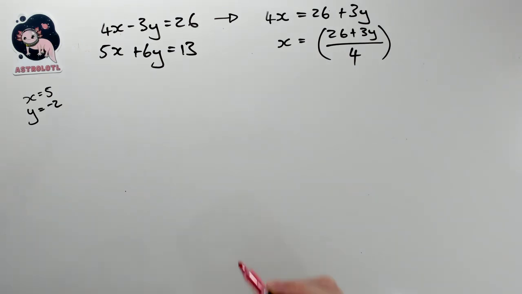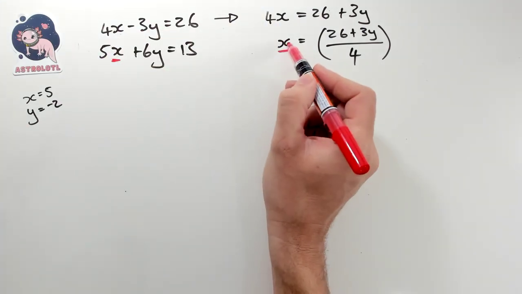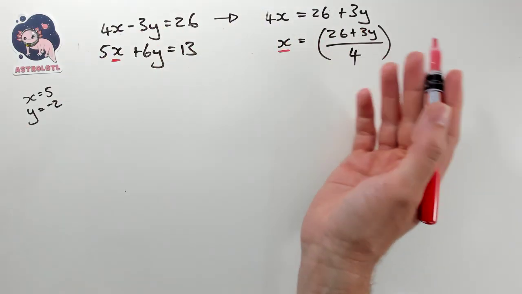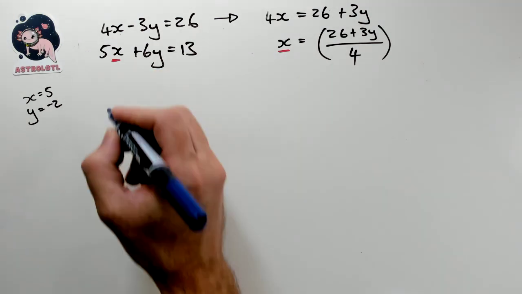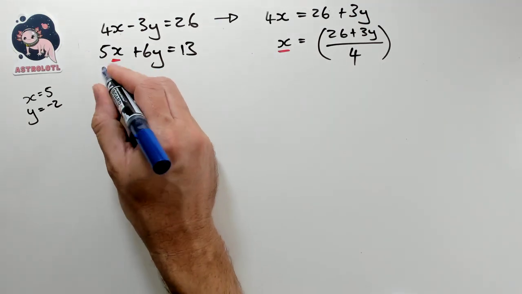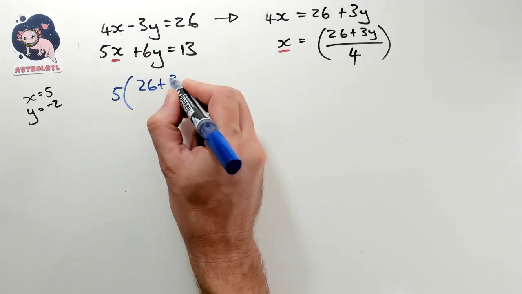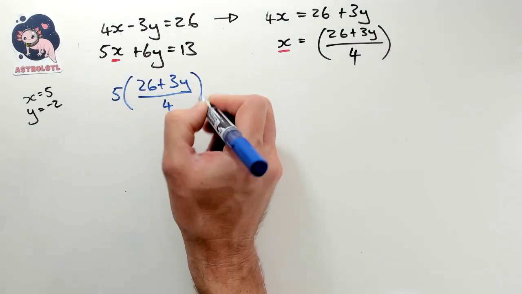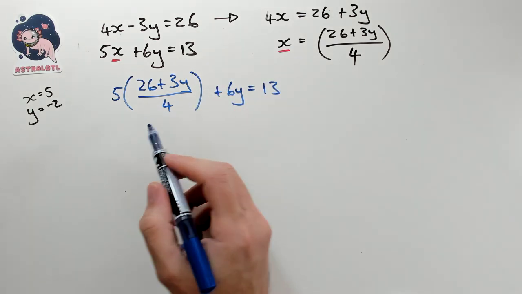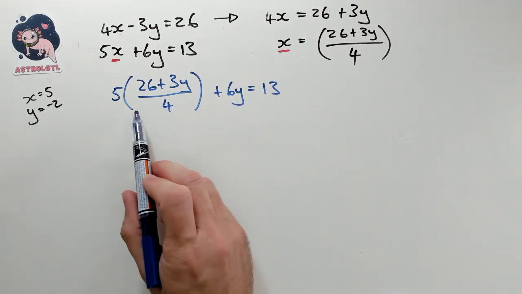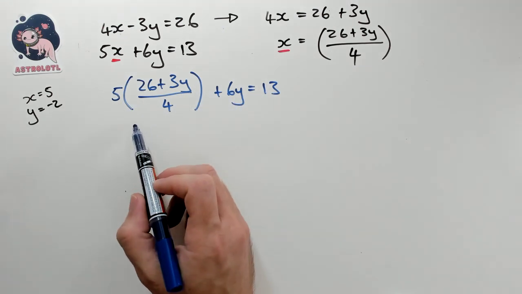Okay, so this x, I'm just going to sub into my other one. Remember, I can't sub it in here because it's the same equation; you'll just get 0 or something like that. So we're going to attempt this: 5 times this very big, humongous thing, 26 plus 3y over 4, plus 6y is 13. Okay, so we substituted x in there, and now we see we have an equation with only one variable. This should be solvable.